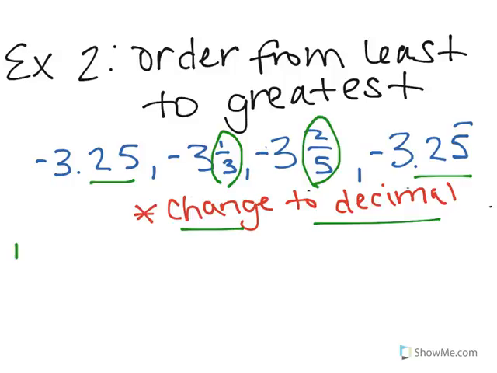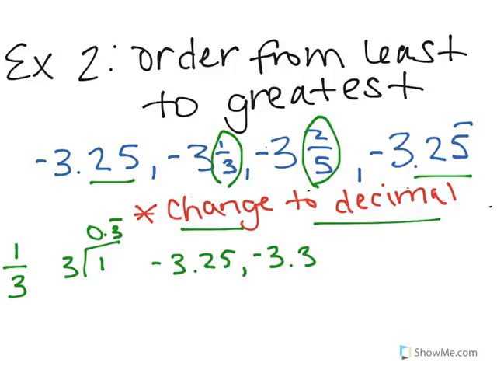I know 1/3. Hopefully we have 1/3 memorized by now. If you don't, you're going to have to long divide 3 into 1, because you cannot change 3 into 100 evenly. When you long divide, you're going to get 0.3 repeating. So I can rewrite that as 3.3 repeating. Let me rewrite all these numbers we're comparing.